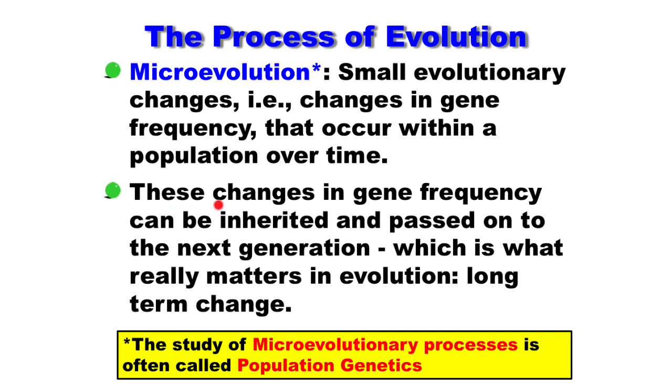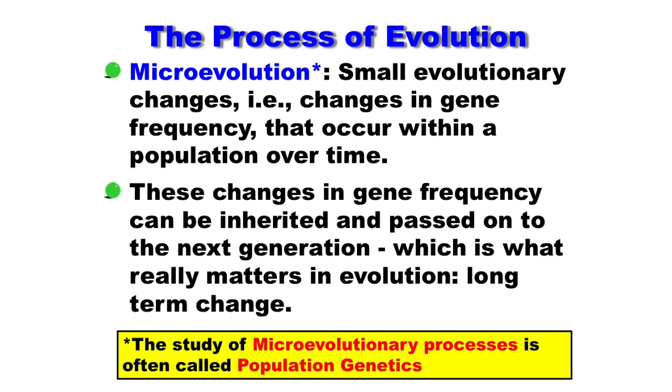As you see, these changes in allele frequency can be inherited and passed on to the next generation, which is what really matters in evolution: long-term change. In other words, I have a good sentence for you, a definition of evolution. Evolution is just a change in allelic frequency.